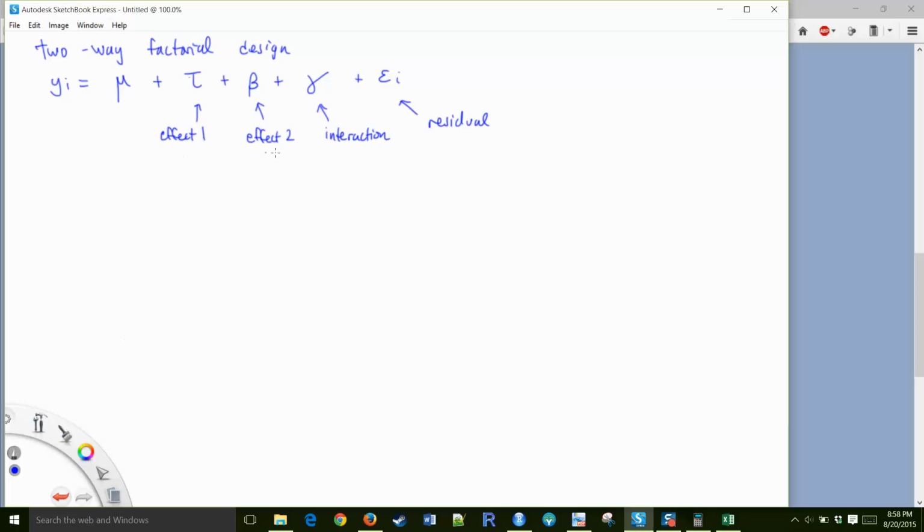And then you can have more factors, and it's just called a factorial design. If you have three effects, you take into account every single interaction and things like that, and it can all be analyzed with ANOVA and whatnot. Okay.